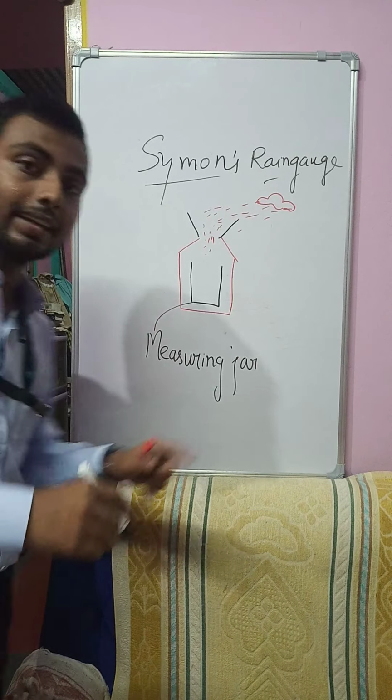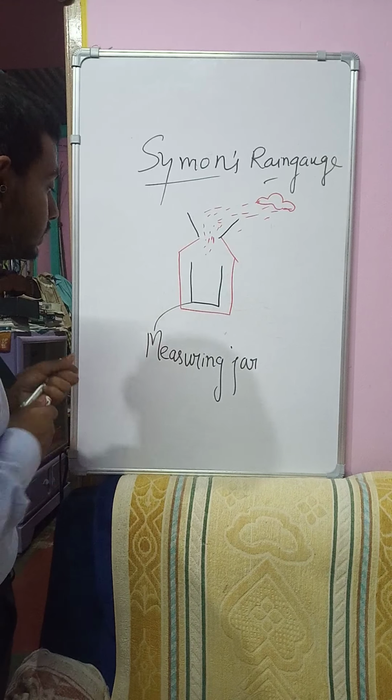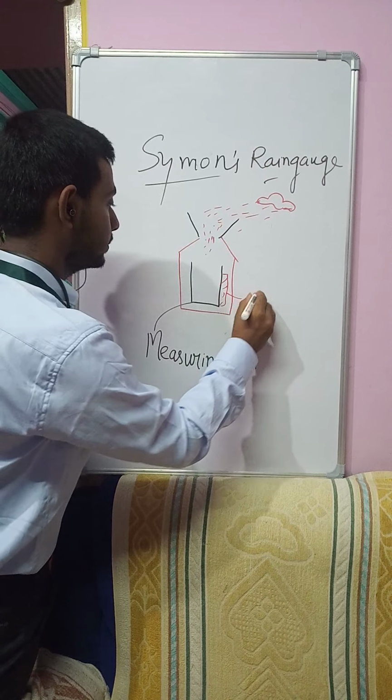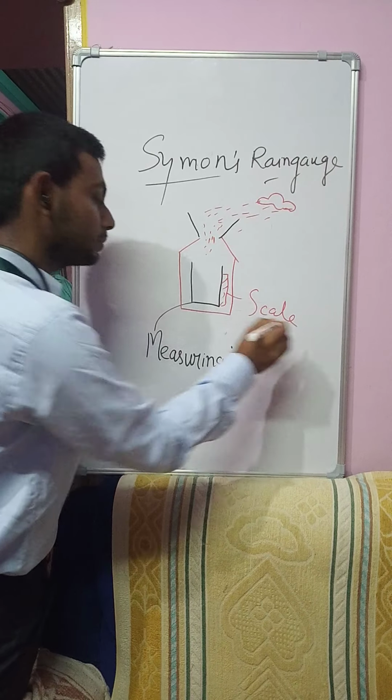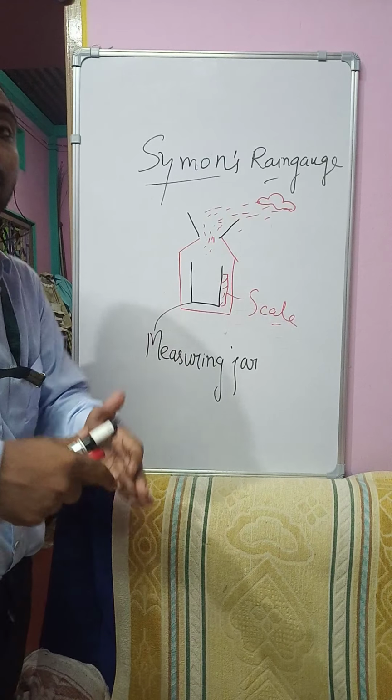This measuring jar is also known as the receiver. Now there is one scale attached with the receiving jar. What is the function of this scale? The scale basically indicates the depth of rainfall.